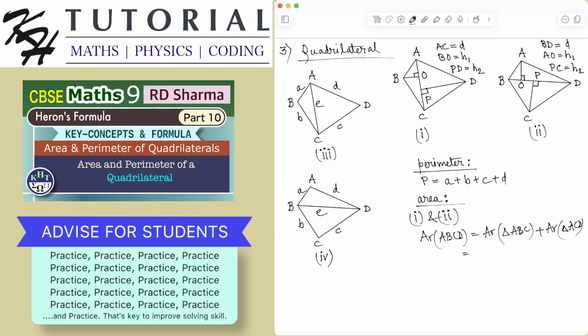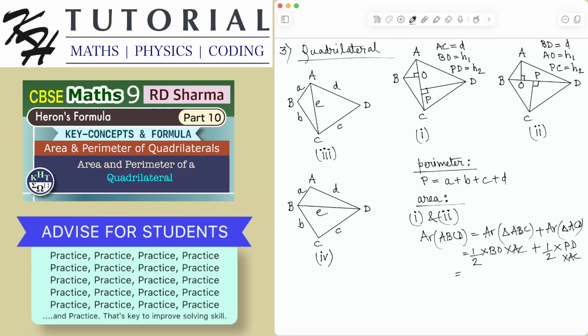Now what is the area of the triangle ABC? AC is a side and BO is the corresponding altitude, since BO is perpendicular. So the area of triangle ABC will be half into BO into AC. Similarly, the area of the triangle ADC will be half, since PD is the altitude of the triangle and the base is AC, it will be half PD into AC.